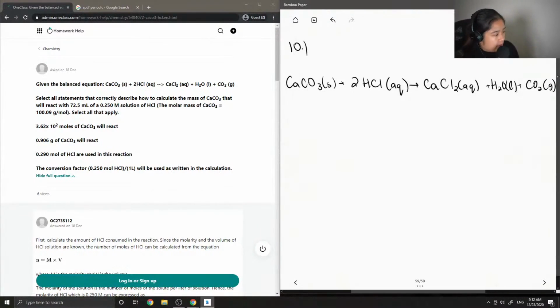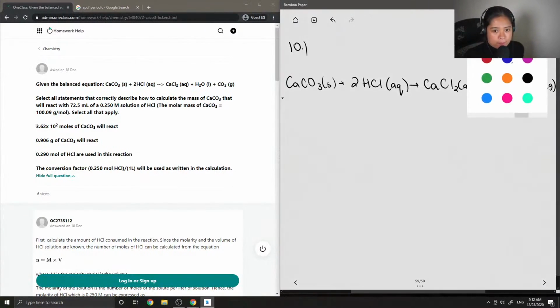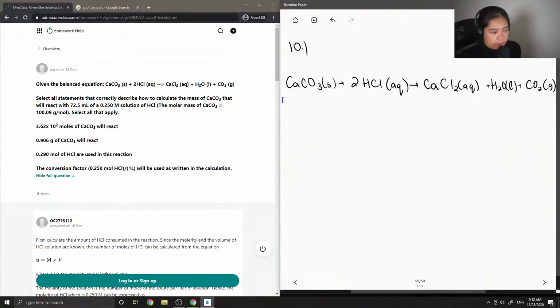Okay, so first I'll just try to answer the question first before looking at all of the different variables they give us and answers. So let's just write down everything that we know and what we're looking for. So we're looking for the mass of calcium carbonate in grams. And they also give us the molar mass of calcium carbonate, which is 100.09 grams per mole.